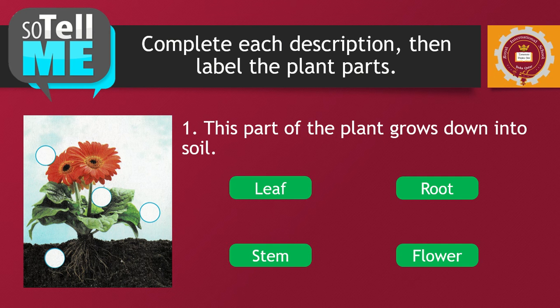This part of the plant grows down into soil. You have 4 options. You need to select one option. Is it leaf? Is it root? Is it stem? Is it flower? Okay? So I'm sure you can get it easily. The answer is root. Okay? Because it grows down into the soil. So this is what we call root. The next question.